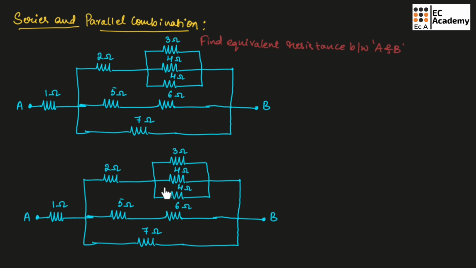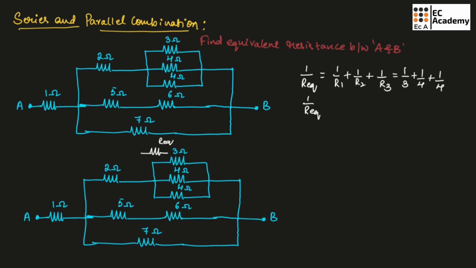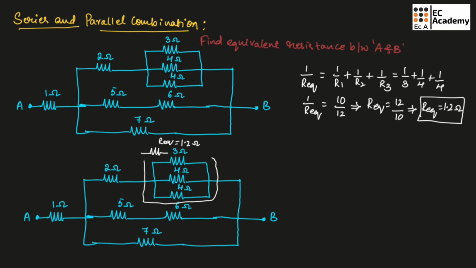In the given problem, these three are in parallel. So we can use R equivalent resistance formula. We can replace it by a single resistor, which is R equivalent. So we can write 1 by R equivalent is equal to 1 by R1 plus 1 by R2 plus 1 by R3. So this we can write it as 1 by 3 plus 1 by 4 plus 1 by 4. So 1 by R equivalent is equal to 10 by 12. So from this we can write R equivalent is equal to 12 by 10. So R equivalent will be equal to 1.2 ohm, which we got by solving these three resistors.